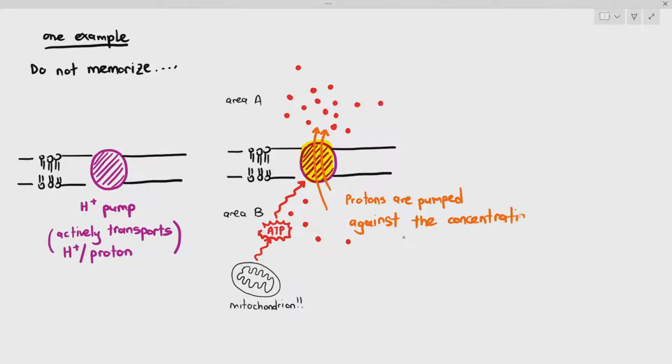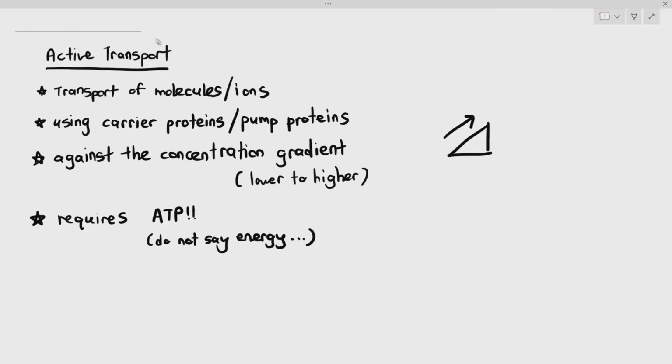That's all we have to know about active transport for now. It is just important that you know that active transport is the transport of particles against the concentration gradient using carrier or pump proteins, and it requires ATP. Actual examples of active transport will be mentioned in future chapters.